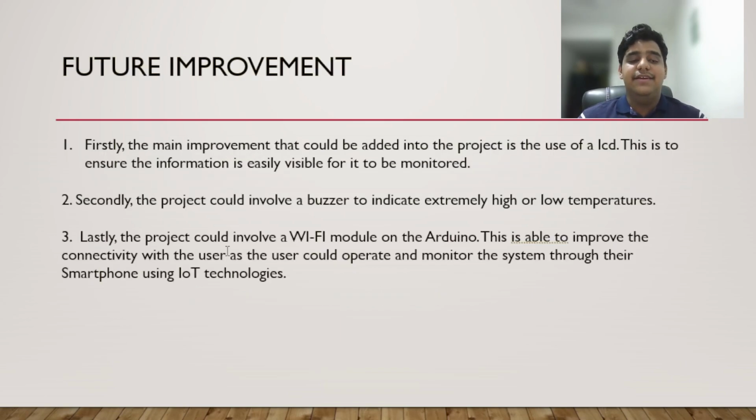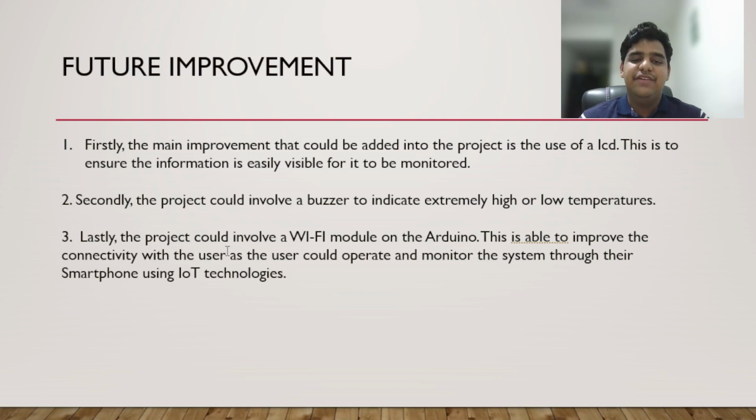So lastly, there are few future improvements that could be done to this project. Firstly, the main improvement that could be added into this project is the use of a LCD. This is to ensure the information is easily visible for it to be monitored. Secondly, the project could involve a buzzer to indicate extremely high or low temperatures.